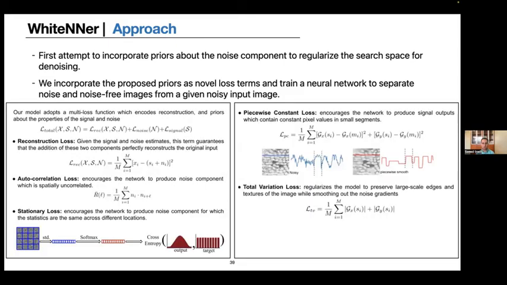To carefully supervise the training of the network, we leverage three sets of losses. Reconstruction loss, which makes sure that the summation of the clean and noise estimates gives the original input. The autocorrelation and stationary loss terms make sure that, firstly, the pixels in the noise image are spatially independent, and secondly, that the noise statistics are similar across different locations in the image. We also have two loss terms for regularizing the clean image, the piecewise constant term and the total variation loss.